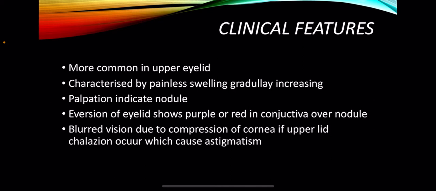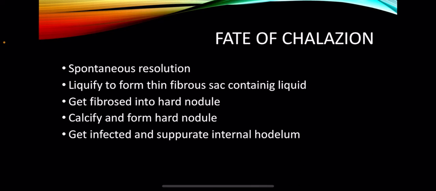So these are signs of a chronic inflammatory reaction, and there are no signs of acute inflammation present. After that, the patient also feels blurred vision. Why does the patient feel blurred vision? Only in an upper eyelid Chalazion, because at the 12 o'clock position the Chalazion presses on the cornea, and when it presses the cornea there is astigmatism, and when there is astigmatism, the patient feels blurred vision.